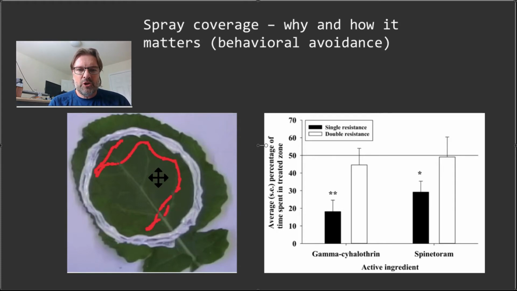So we basically illustrated that both larvae and adults are able to assess whether a leaf surface is treated with a chemical. And that's why it's so important to have good coverage when these pesticides are being sprayed, because otherwise we're giving the insects an opportunity to shy away. They will find out where to go in order to avoid the chemicals. And this is called behavioral avoidance or behavioral resistance.